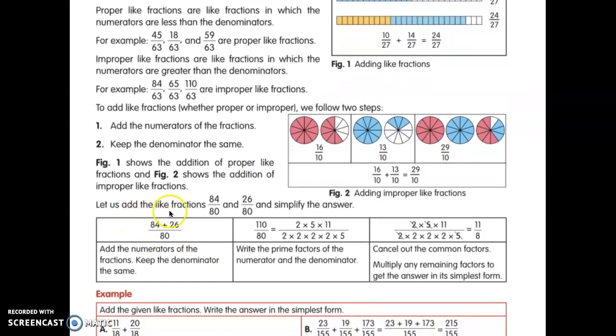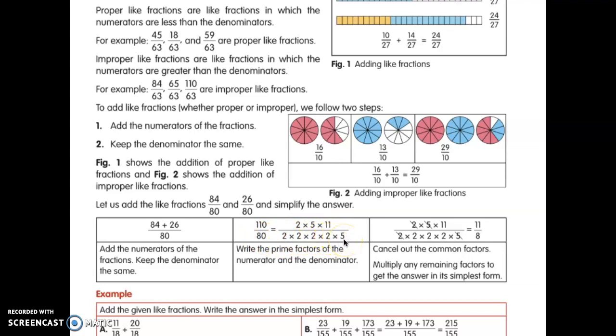So let us add the like fractions 84 over 80 and 26 over 80 and simplify the answer. The sum of 84 and 26 over 80 is equal to 110 over 80. But take note that the factors of 110 are 2 times 5 times 11, and the factors of 80 are 2 times 2 times 2 times 2 times 5.